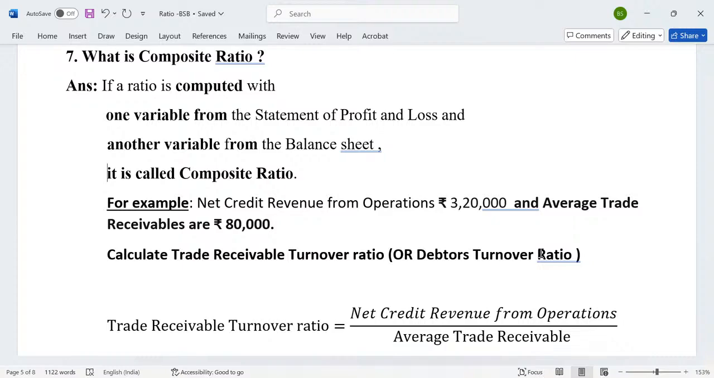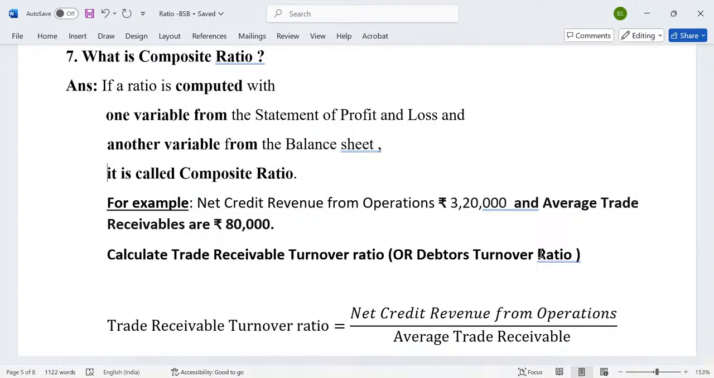For example, revenue from net credit sales, revenue from operations, is rupees 3,20,000 and average trade receivables, or account receivables, are rupees 80,000. Calculate trade receivable turnover ratio.